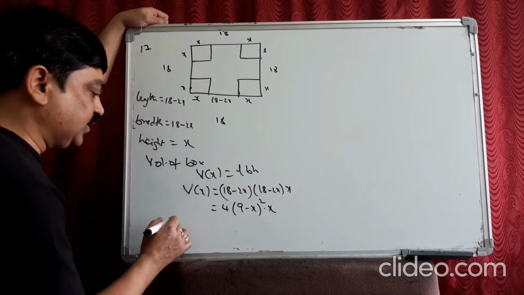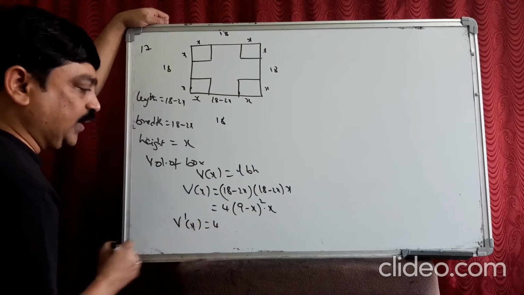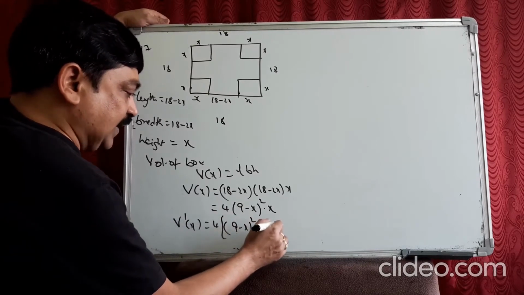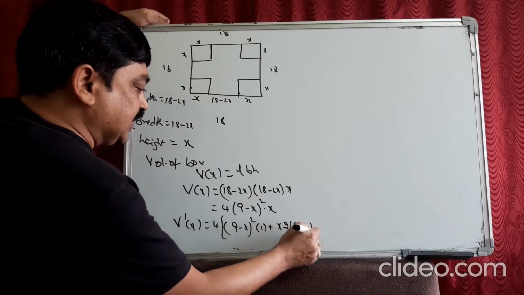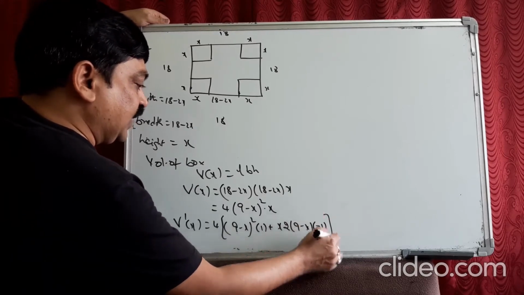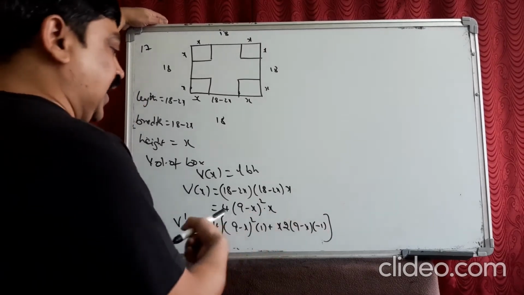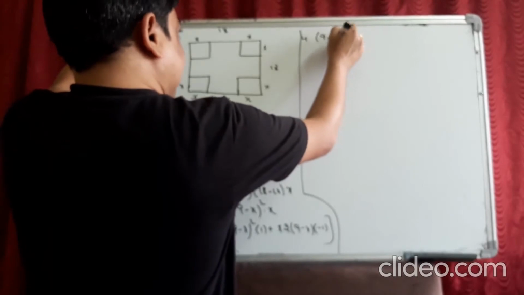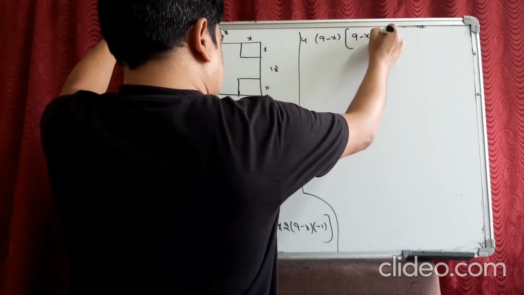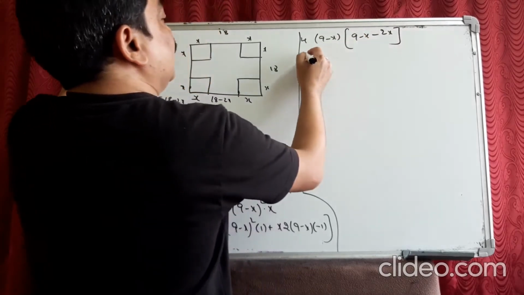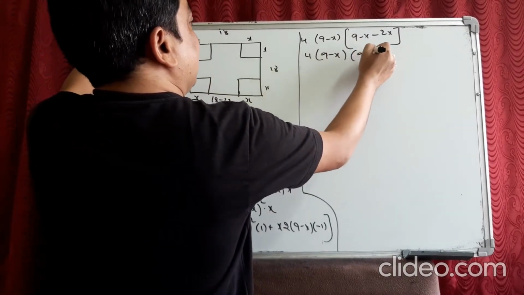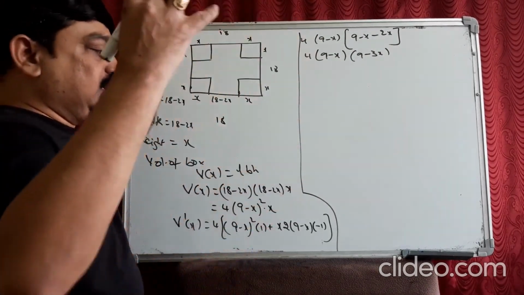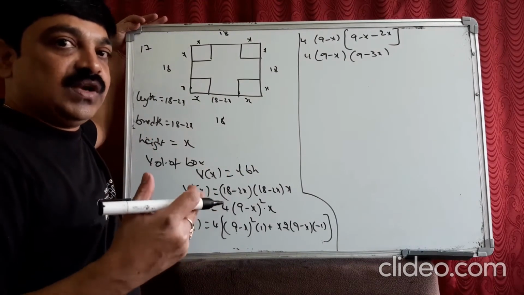Okay, let us do the differentiation. V dash of x, 4 keep it outside. UV rule: 9 minus x whole square into 1 plus x into 2 into 9 minus x into minus 1. So you can take 9 minus x common from both. 4 into 9 minus x, if I take common, it becomes 9 minus x minus 2x. So it becomes 4 into 9 minus x into 9 minus 3x. This is the derivative. See, if you don't take common and multiply like that, you will get a very big expression, which will be a little difficult to simplify later.